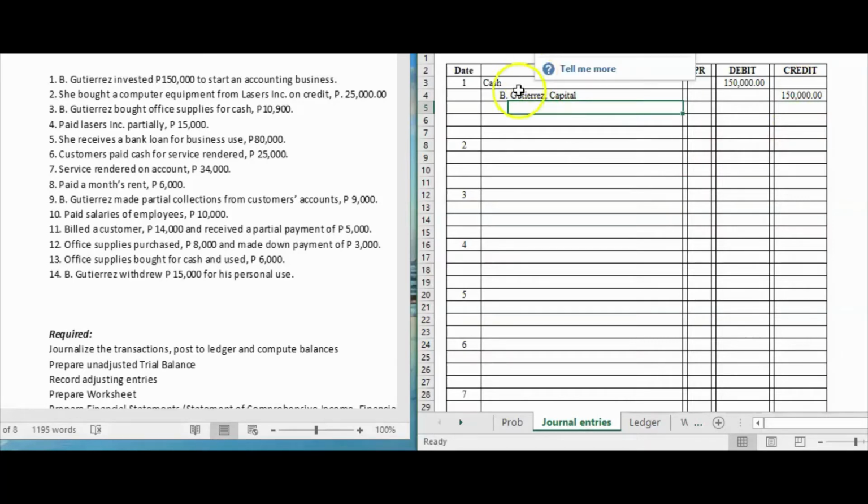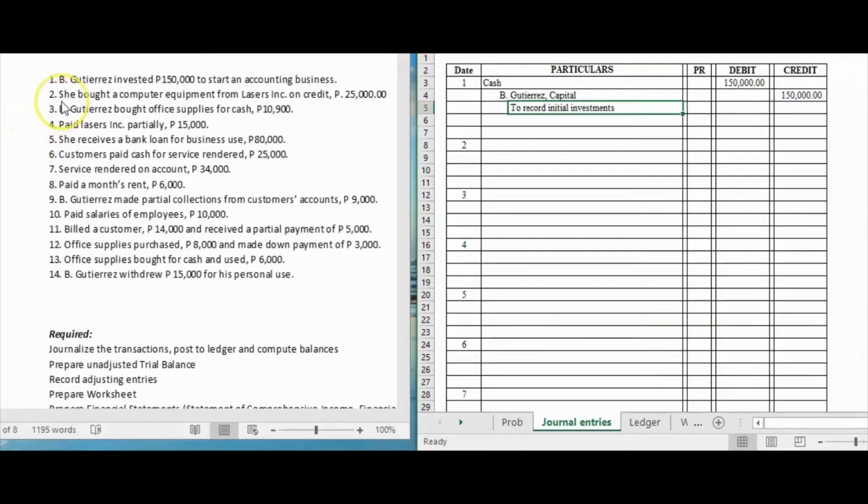On the third column, you should always put the description of the transaction. Ano itong cash at saka capital? It is the initial investment of the owner. So you can just say to record initial investment of the owner or of B. Gutierrez. Okay? Or to record initial investment. Ganyan lang siya. That is for the first transaction.